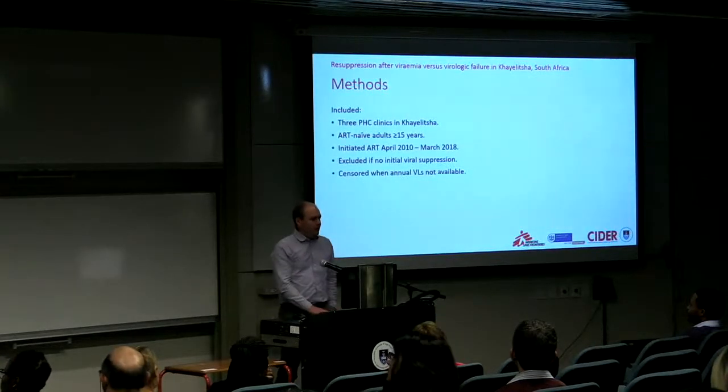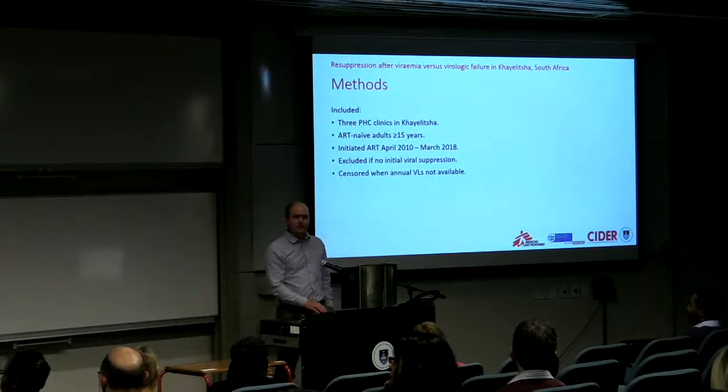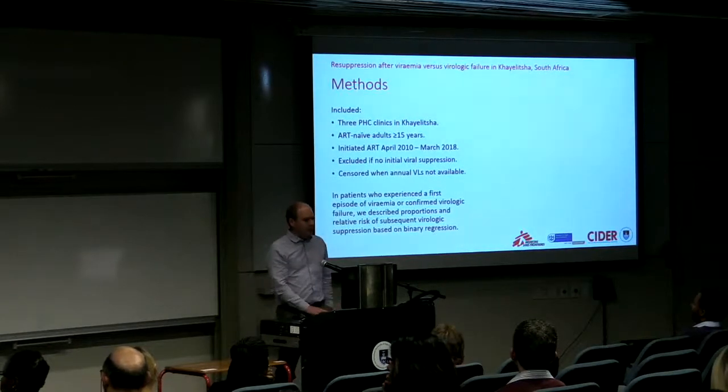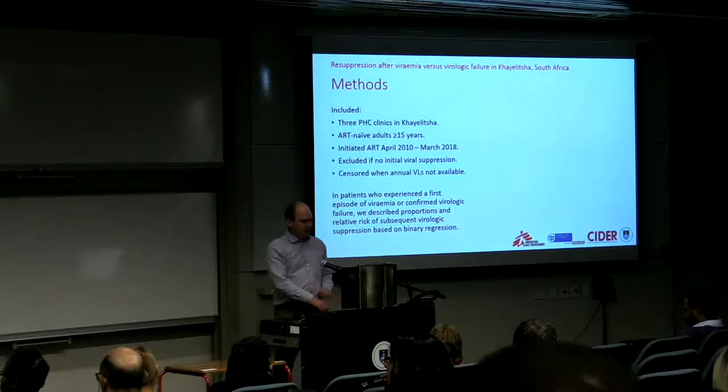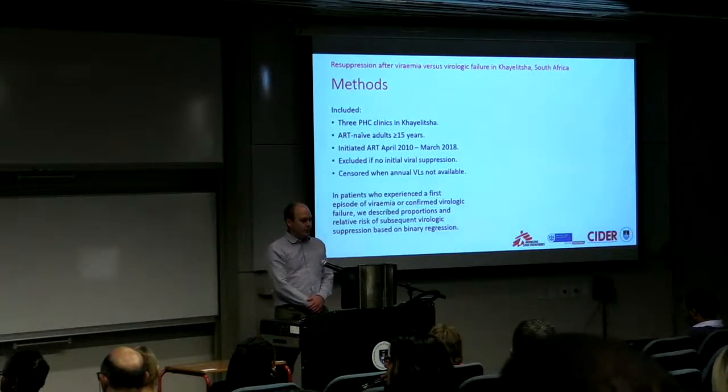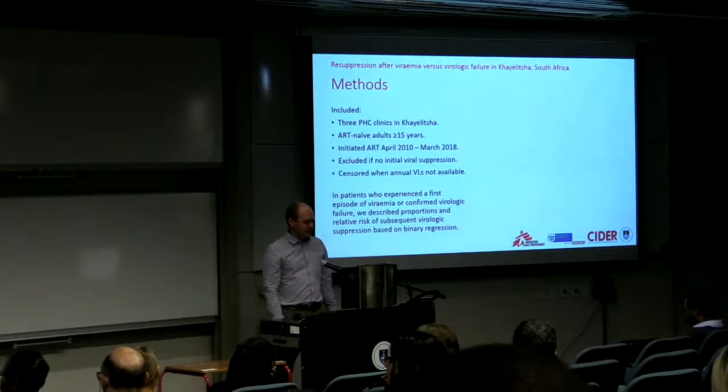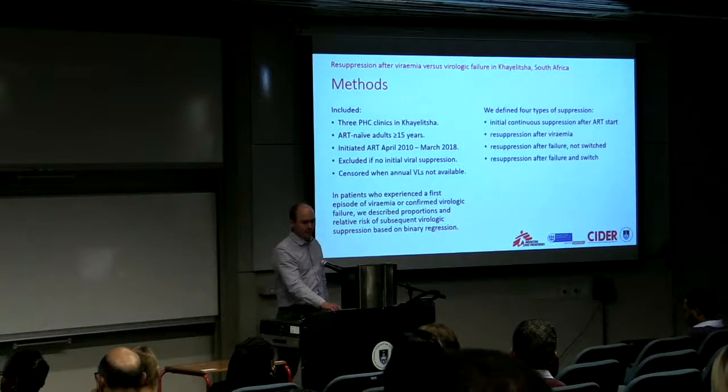So we included 3 clinics in Khayelitsha. We included ART-naive adults over 15 years who initiated between April 2010 and March 2018. We excluded those who hadn't initially virally suppressed, and we censored when we no longer had viral loads available. If patients experienced the first episode of viremia or confirmed virologic failure, we described proportions and relative risk of subsequent virologic suppression based on binary regression.